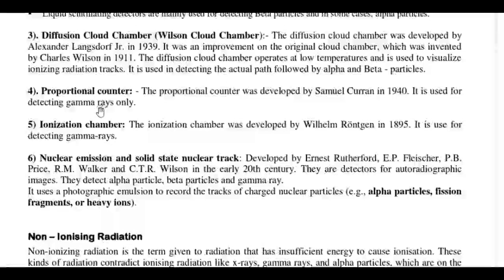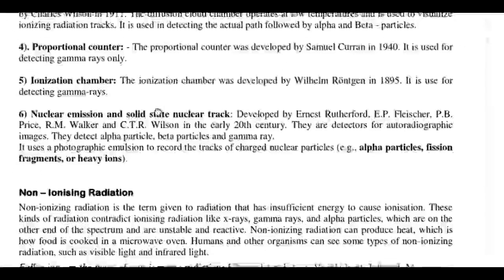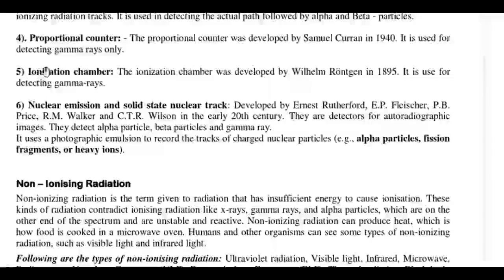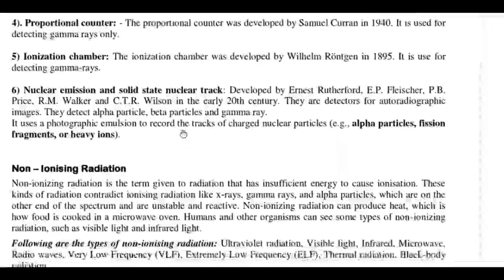Then 4, we have the proportional counter. The proportional counter was developed by Samuel Curran in 1940. It is used for detecting gamma rays only. 5, the ionization chamber. The ionization chamber was developed by Wilhelm Röntgen in 1895. It is used for detecting gamma rays.